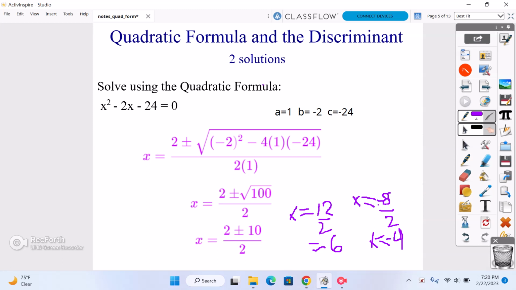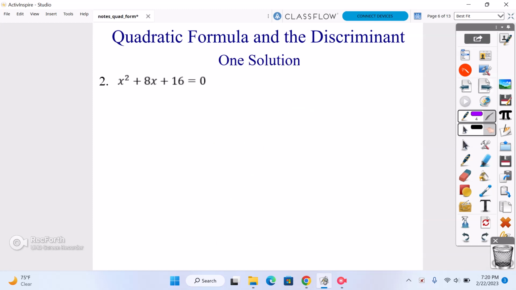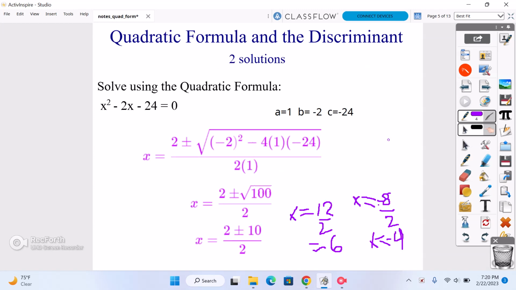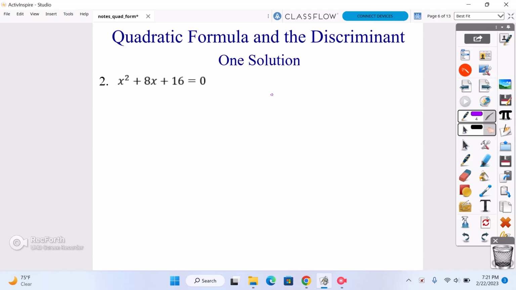So this particular quadratic equation had two different solutions, and they were real solutions because we square rooted a positive number here. On the next example, I'm going to have you work this one out, but you should end up with only one solution, and that happens when the number inside of the square root, or inside of the radical, becomes 0.